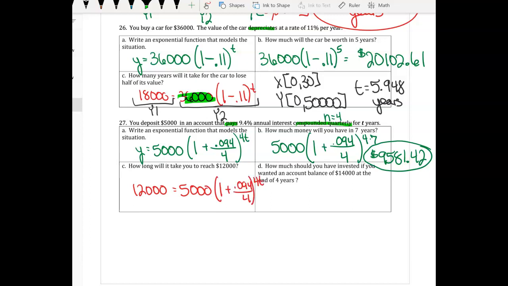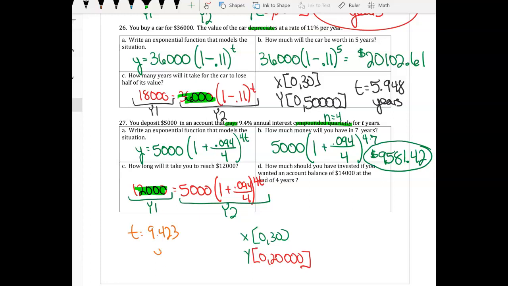All right, another one where we will have to solve using the graphing calculator feature. And again, I think a safe bet for X is still 0 to 30. For Y, if your biggest Y is 12,000, let's give it wiggle room. So I just did 20,000. So I entered the equations into Y, changed my window, and then I found the point where they intersect. And I got 9.423 years.